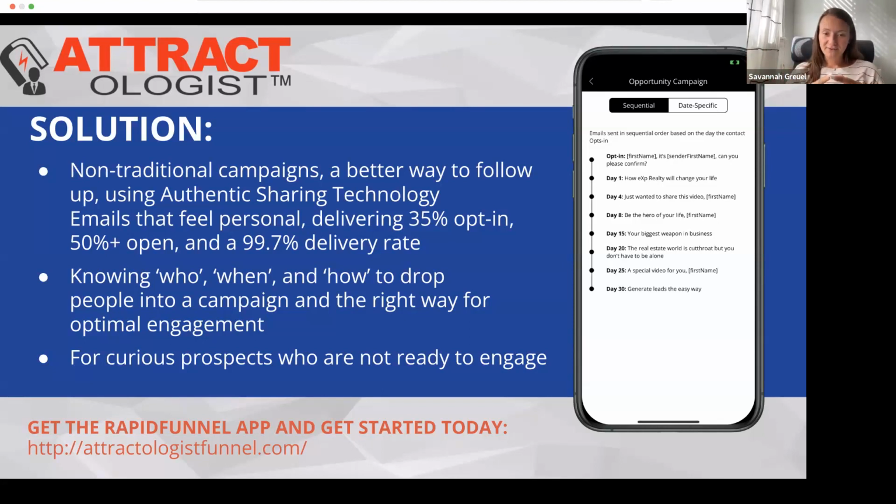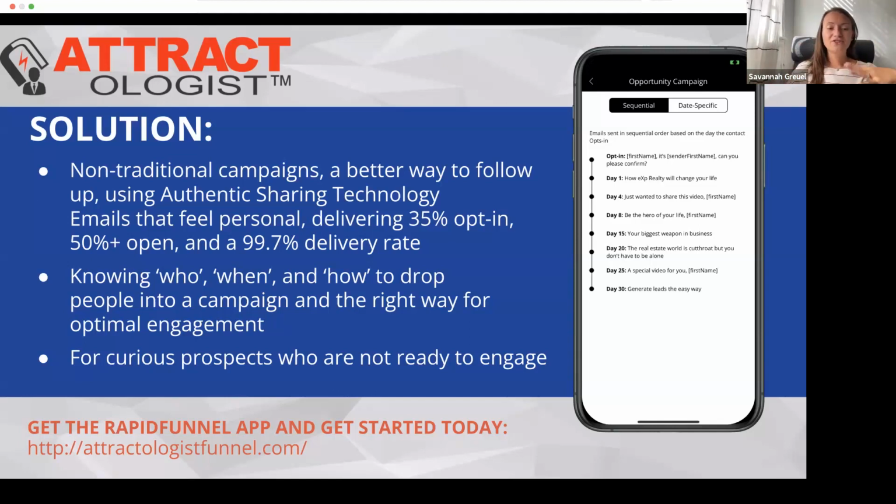Our delivery rate is 99.7%. So 99.7% of all emails sent through our campaigns are delivered, which is really good. And then 50% of them are opened, compared to 15% normally. And then 35% opt-in rates, compared to 2% on industry standard. So we've raised the bar a little bit, just a little bit, but it works. It really works. It's very effective.